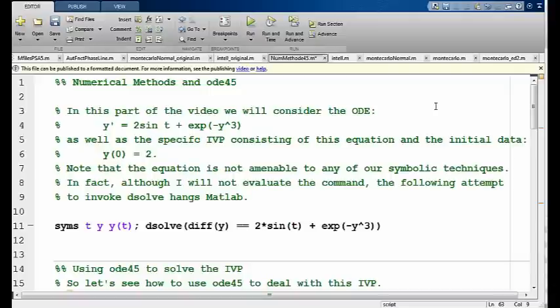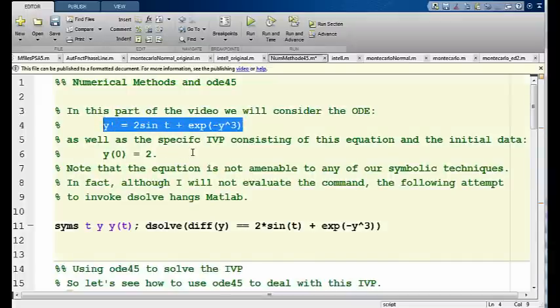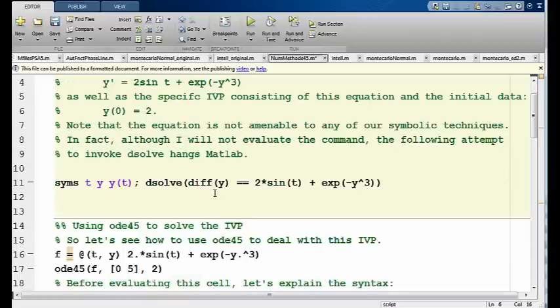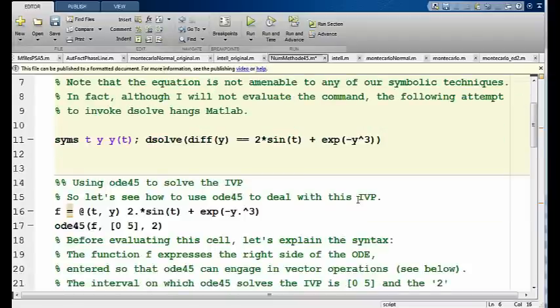All right, it's time to put ODE45 to use. So in this part of the video, we're going to look at this differential equation, y prime equals 2 sine t plus e to the minus y cubed, as well as the specific IVP consisting of this equation and the initial data y of 0 equals 2. Now that's a particularly nasty differential equation. It's not amenable to any of our symbolic techniques. And in fact, although I will not evaluate the command, if you attempt to solve it with dsolve, it basically hangs MATLAB. So let's use ODE45 to numerically solve the initial value problem.